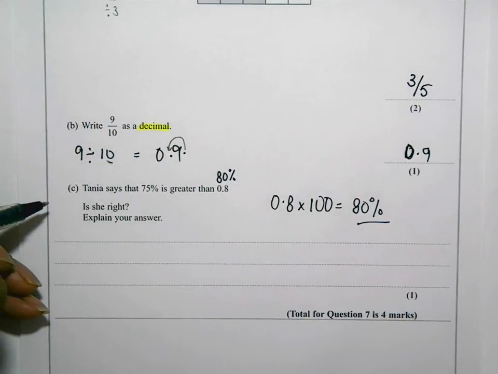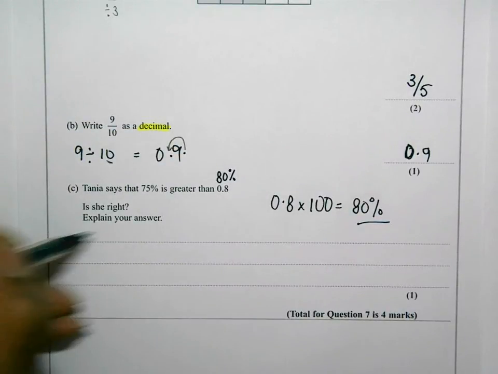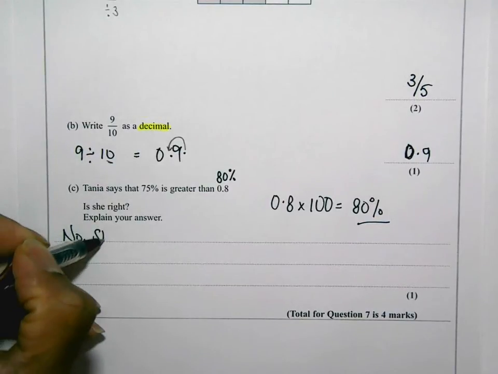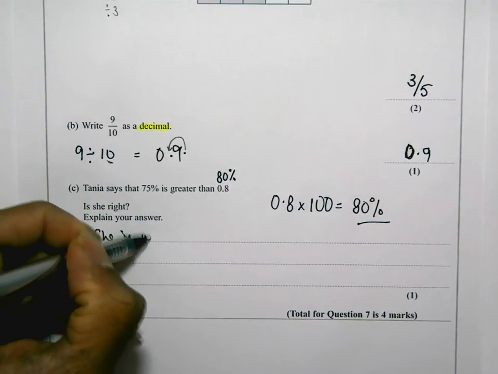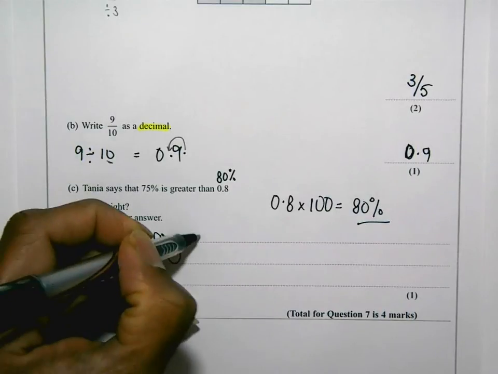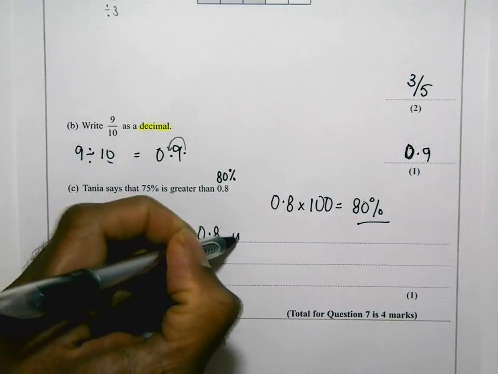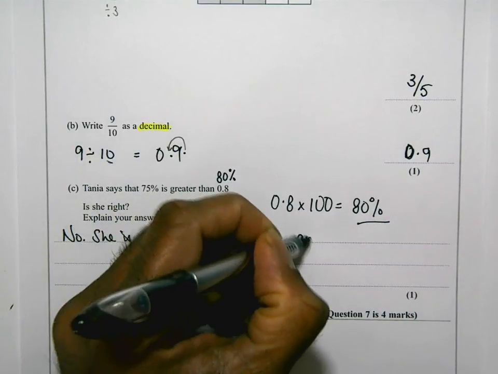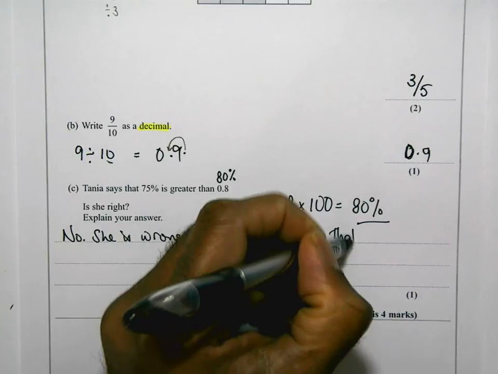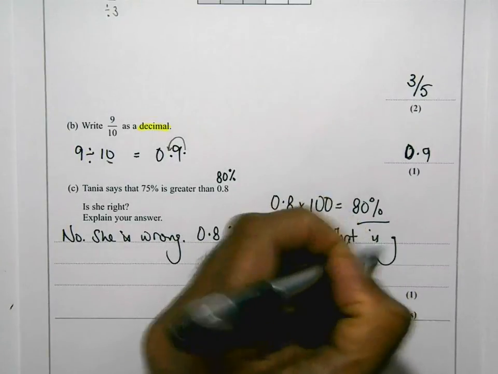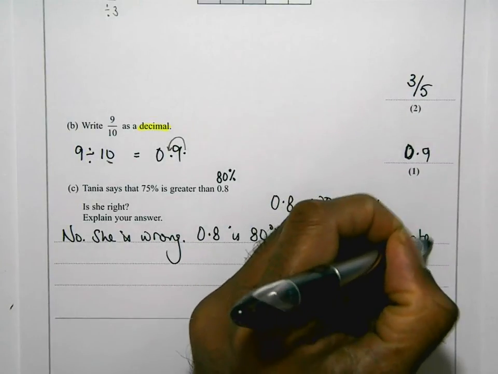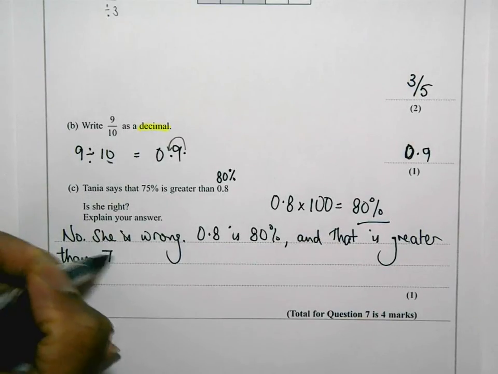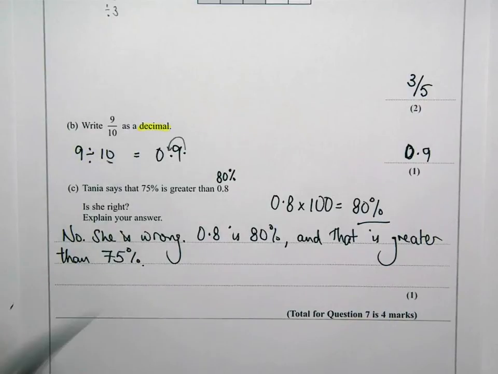So I'm going to write that. Is she right? Explain your answer. So no, she is wrong. 0.8 is 80%, and that is greater than 75%. And that's enough for my answer there.